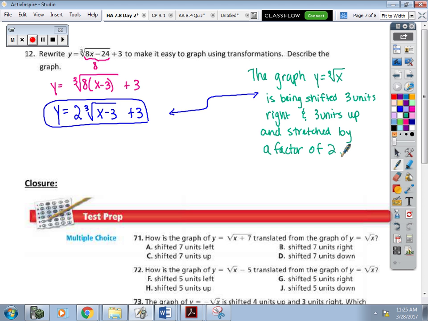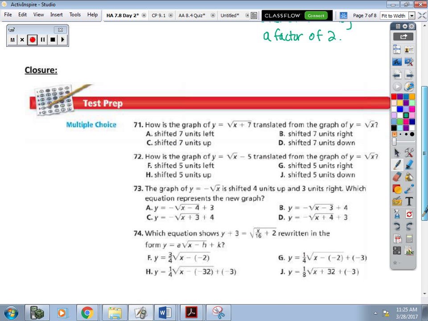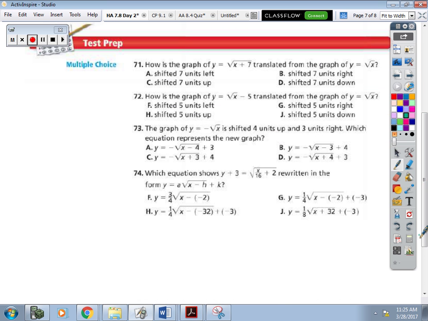Okay, I'm going to go over one of the closures with you because all of my classes were pretty much getting stumped, which is 74, and then I'm going to have you do the other 3 on your own. Okay, 74 says which equation shows this equation rewritten in this format. So it's kind of like what we did above, where we rewrote it using the forms. Now, just a note, all of the equations are in y equals. So we know that we would have to move the positive 3 over, right? So we'd have to subtract 3 on both sides.